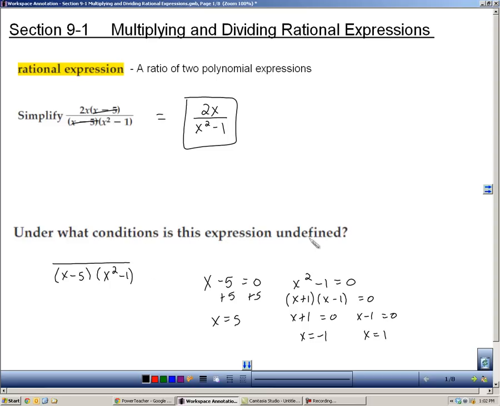So under what conditions will the expression be undefined? It's undefined when x is 5, it's undefined when x is negative 1, and it's undefined when x is 1, because any of those values will create a 0 in the denominator.